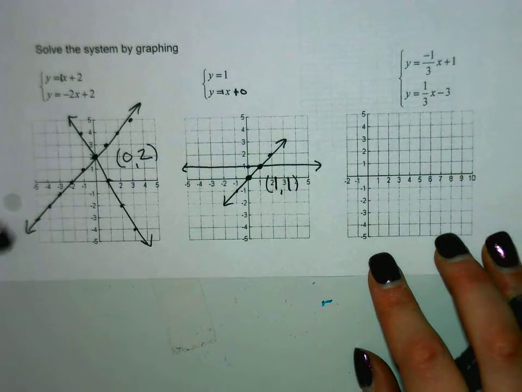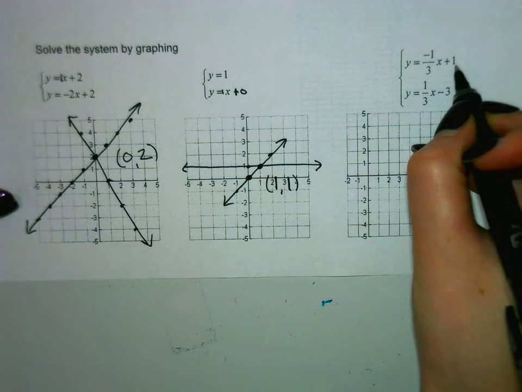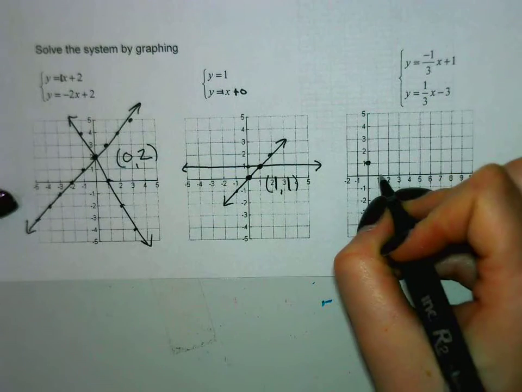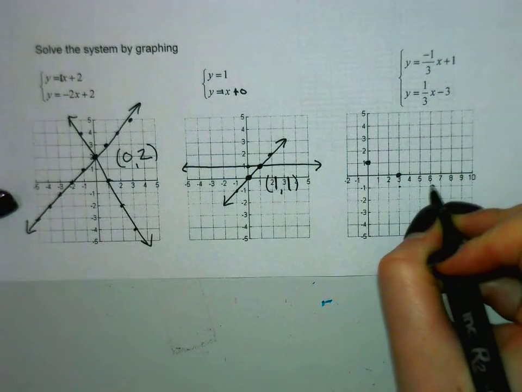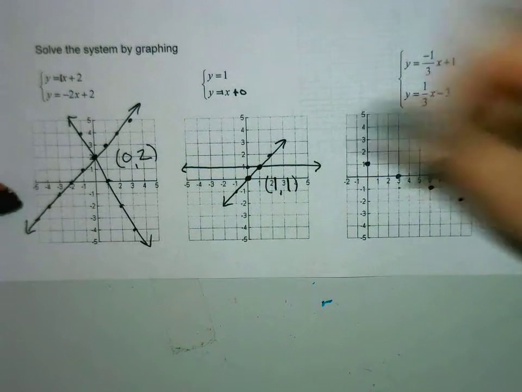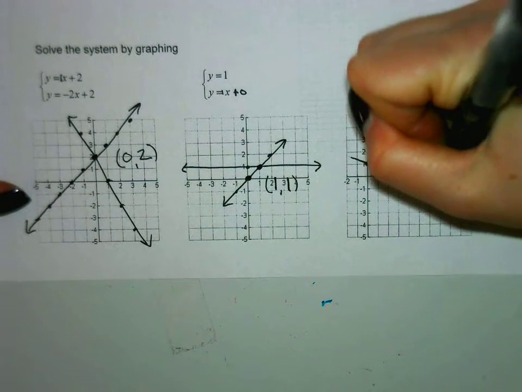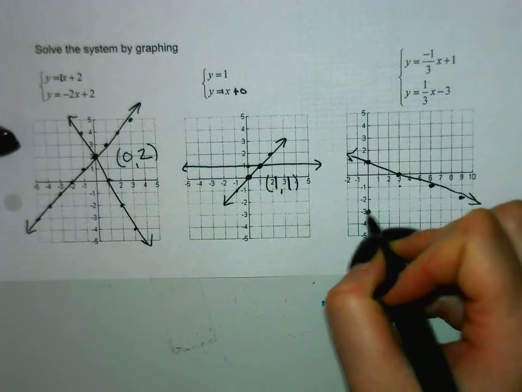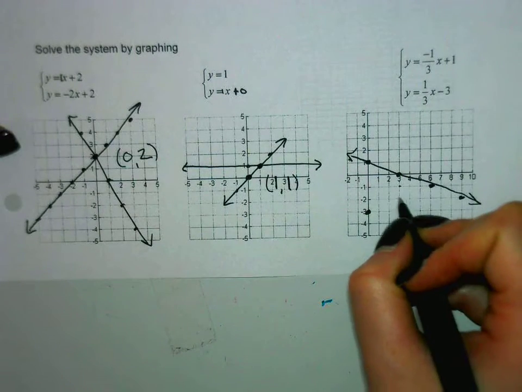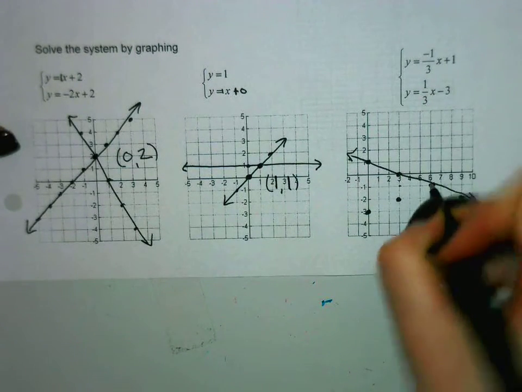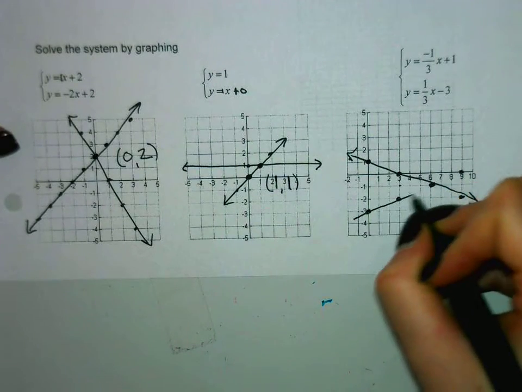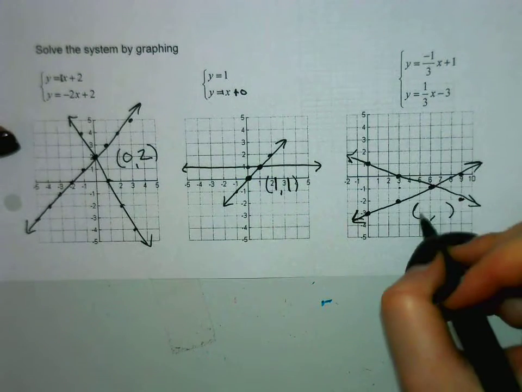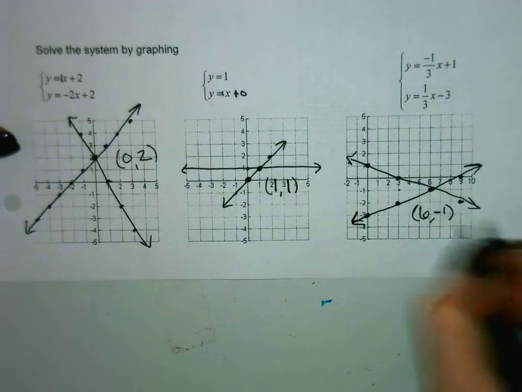So looking at our third system of equations, y-intercept at a positive 1. Slope tells us we need to move down 1 to the right 3. And we keep up with that same slope. Then our second one, negative 3 is our y-intercept. Slope's telling us to move up 1 to the right 3. So our solution where they intersect is at a positive 6 on the x-axis and a negative 1 on the y-axis.